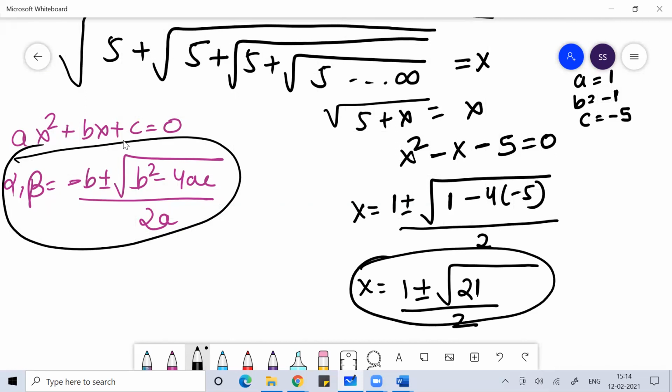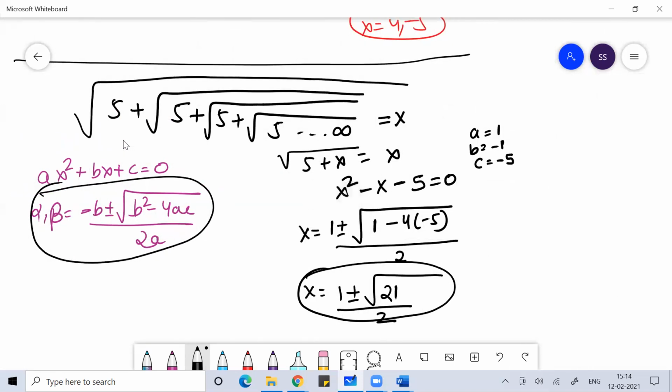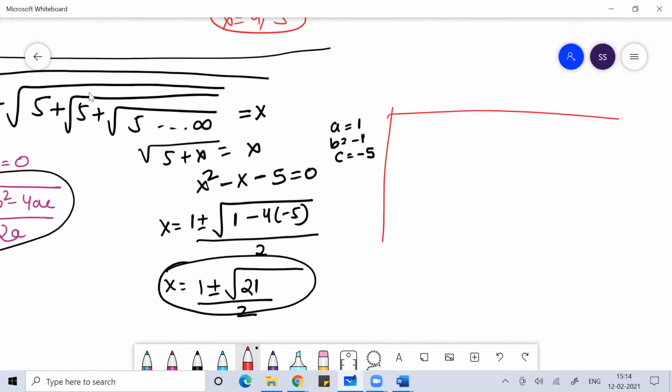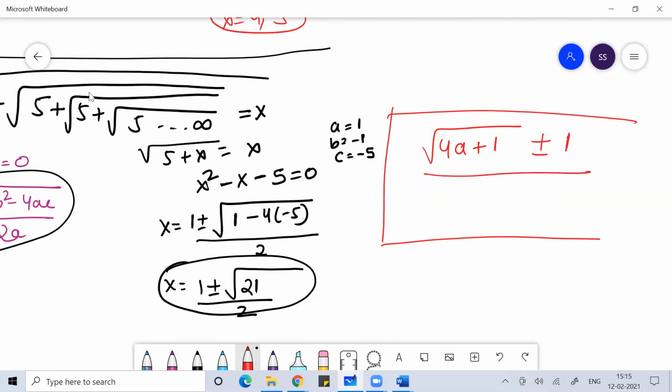You got this answer because inside the square root it was a 5, and 5 is a prime number. So this is the traditional way to get the answer. What is the shortcut formula for this kind of question? If you understand, shortcuts are basically derived from the actual mathematical logic only. The shortcut formula for this is root of 4a plus 1, plus minus 1, by 2.